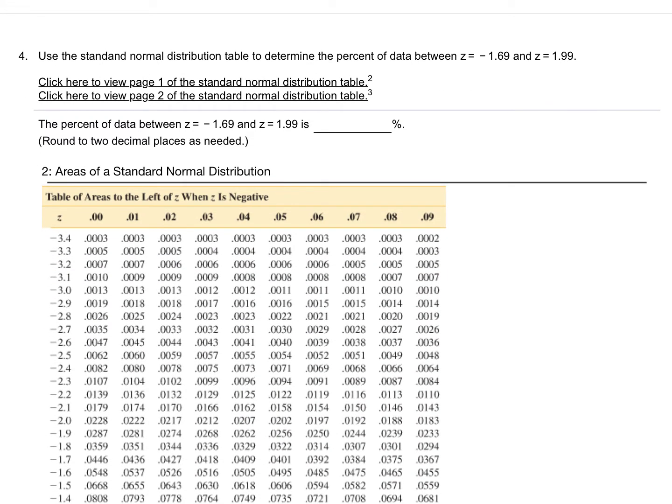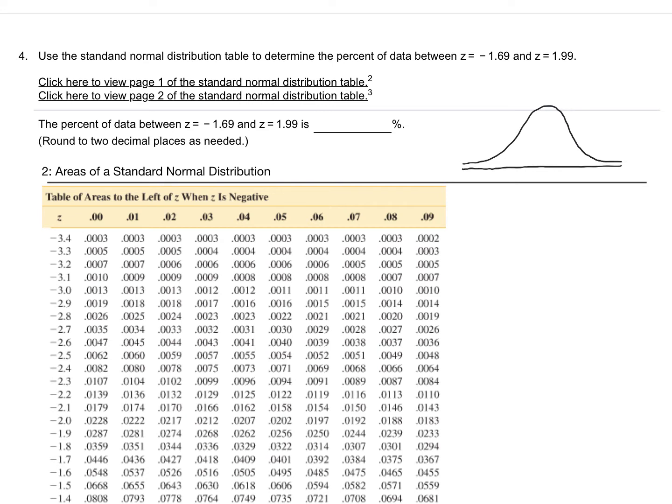Okay, number 4. Use the standard normal distribution table to determine the percent of data between the z-values of negative 1.69 and 1.99. So this will be a pretty large amount. So here is just a sketch.